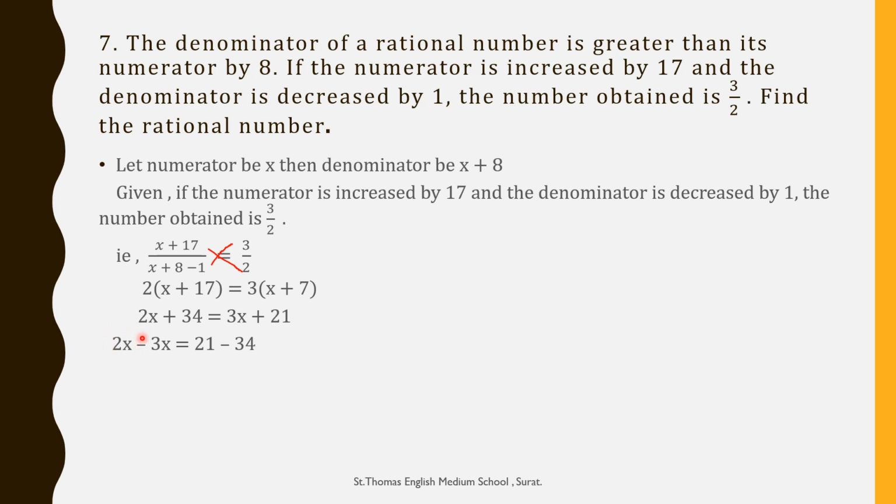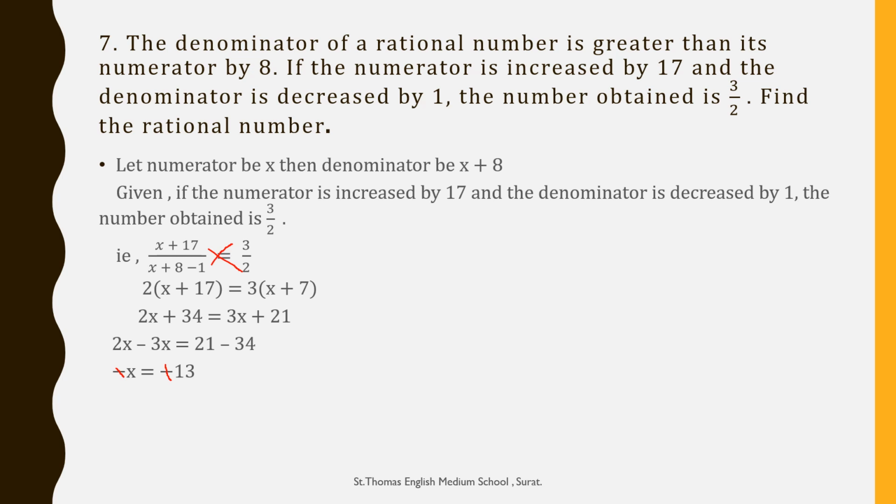Again one positive number, one negative number, we have to subtract. 2x minus 3x is minus x is equal to 21 minus 34. Number sign is here minus. Subtract and check the answer. 34 minus 21, that is 13. You can write like this: minus x is equal to minus 13. Now both the signs minus sign, cancel. x means what? Numerator. So we got numerator is equal to 13.